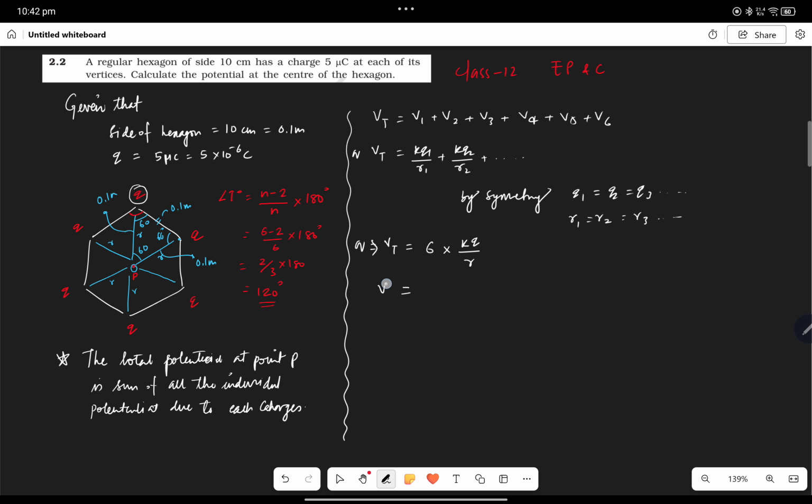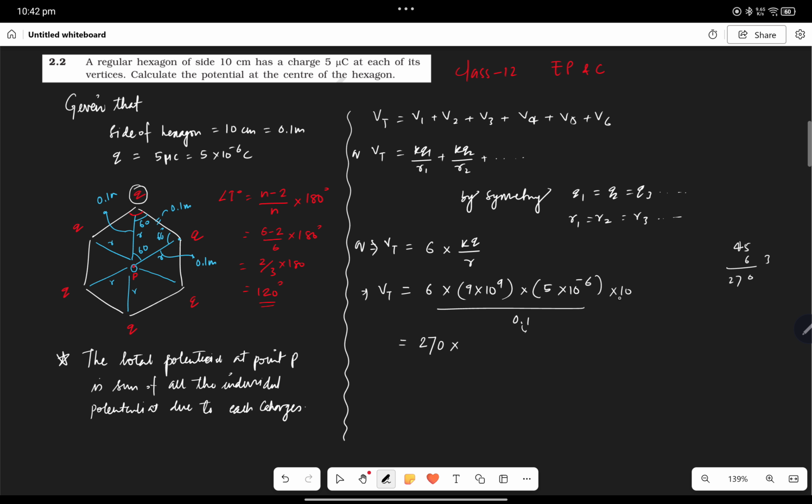So now for Vt you can write 6 into the value of k, the value of k is 9 into 10 to the power 9, right? And q is 5 into 10 to the power minus 6, and the value of r is 0.1 meter. If you take r as a decimal, it goes up into 10 in the numerator, right? So this is going to be 9 5s are 45 into 6, that is 6 5s are 30, and 6 4s are 24, 24, 25, 26, 27, means 270.